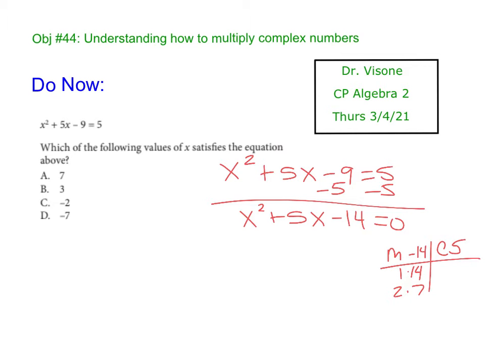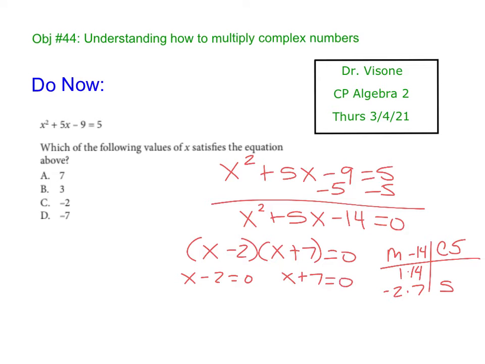So we know it's 2 and 7, but who's going to be negative? The 2 is negative to give us a positive 5. So x minus 2 times x plus 7 equals 0. Set each of those equal to 0. So x equals 2, x equals negative 7. Which one of those is an option? D, negative 7. That's it. So pretty straightforward.